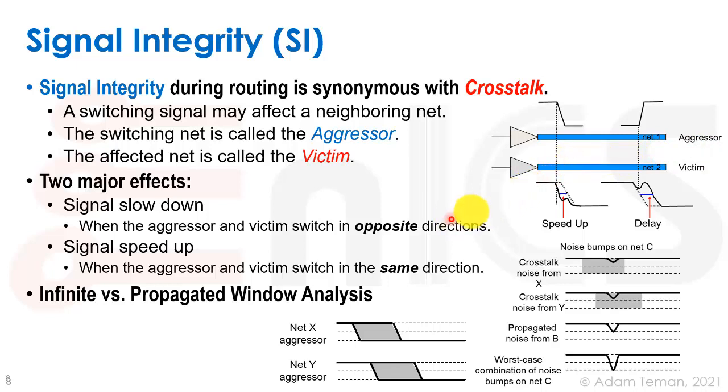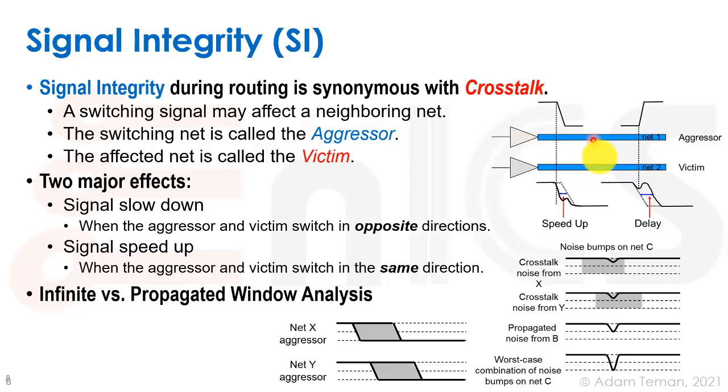But I also want to tell you that up until around 130 or 90 nanometers, we used to use this approach called the infinite timing window analysis, which meant that we would take the cross coupling, take the transition on the net, and assume that at any point in time we could have this transition, and at any point of time we could have this transition, so we apply a worst case effect over here.